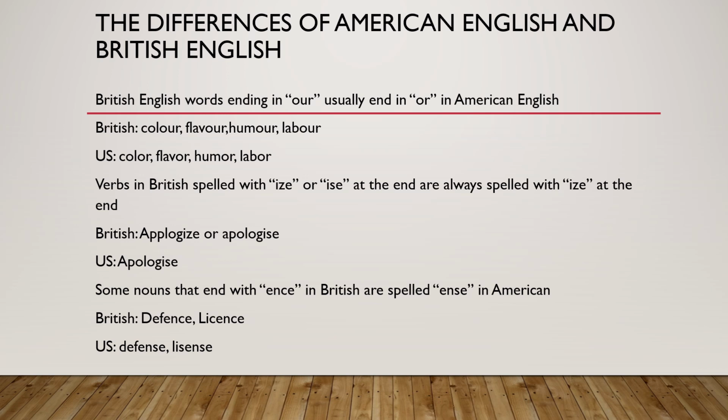and about verbs, in British they are spelled with ise or ize at the end, while in American they are always spelled with ize at the end. Okay, for example, apologise, but in the United States it is apologize. Okay, and some nouns that end in "ce" in British are spelled with "se" in American. For example, defence, licence, but in the United States they use "se". Defense, license. Okay.